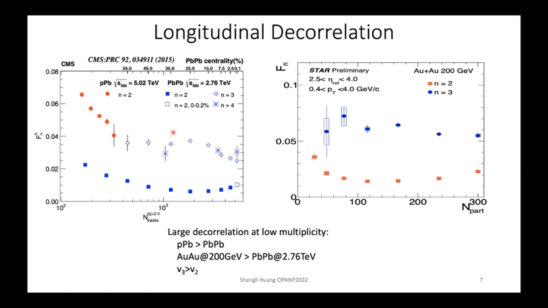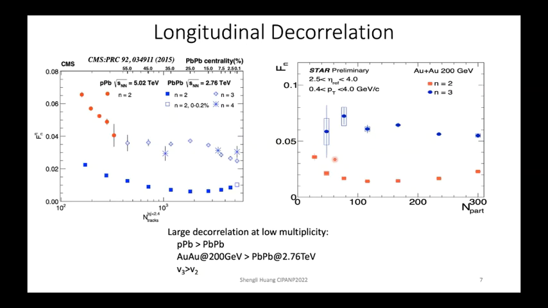Also, at high energy the decorrelation is smaller than at lower energy. And for the third order flow, the decorrelation is much larger than for the second order flow. So that means if you measure an asymmetric system like p-Au, d-Au, or He3-Au at RHIC energy, you will face very significant decorrelation.